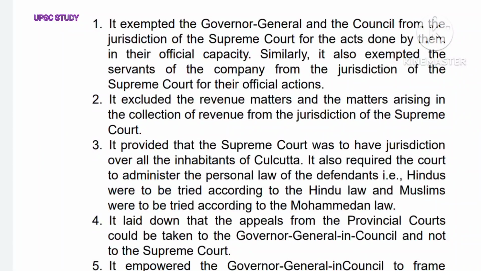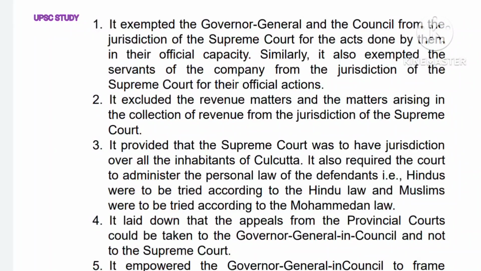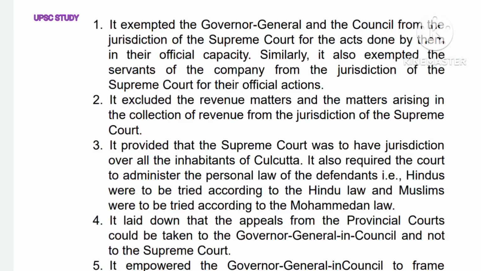Number 1. It exempted the Governor General and the Council from the jurisdiction of the Supreme Court for the acts done by them in their official capacity. Similarly, it also exempted the servants of the company from the jurisdiction of the Supreme Court for their official actions. Number 2. It excluded the revenue matters and the matters arising in the collection of revenue from the jurisdiction of the Supreme Court.